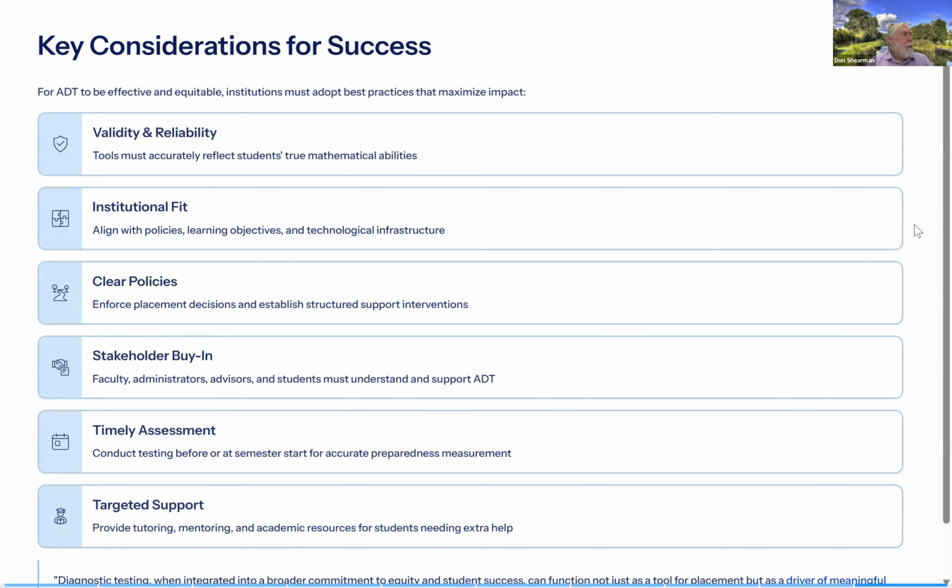It needs to fit with institutional policies. It's no good running the test if the institution isn't going to support it and everyone isn't going to support it, and the objectives and the infrastructure are there. Sorry, can I ask a question about that actually?